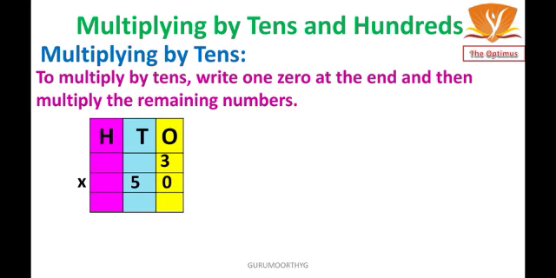Dear kids, here I am going to multiply step by step. 0 ones into 3 ones equal to 0 ones. We know any number multiplied with 0 is 0. This 0 ones, I am going to write in ones place. Next, 5 tens into 3 ones equal to 15 tens. In this 15 tens, 5 I am going to write in tens place, 1 I am going to write in hundreds place. Thus, 3 into 50 equal to 150.